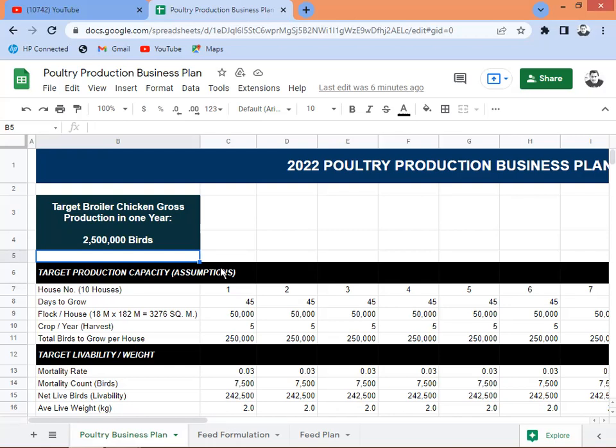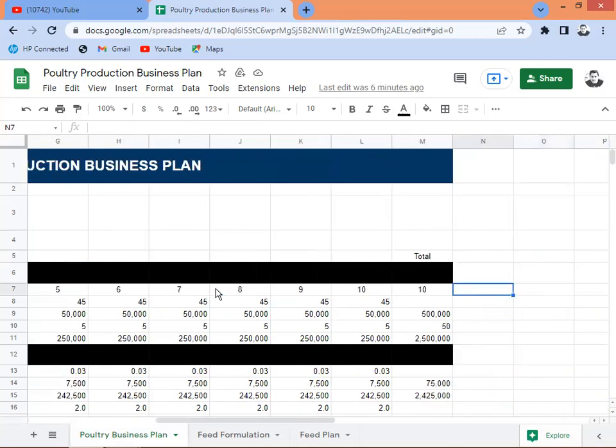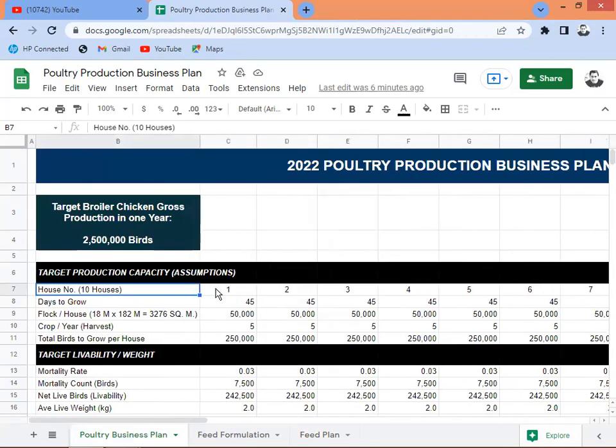2,500,000 birds or broiler chicken in 10 houses. So I had 10 houses as my assumptions here. Then I said I'm gonna grow it at 45 days and have a flock of 50,000, five crops per year, and total birds to grow per house.